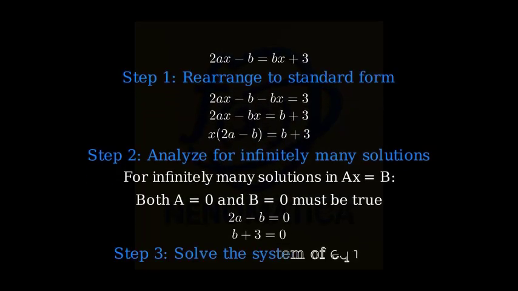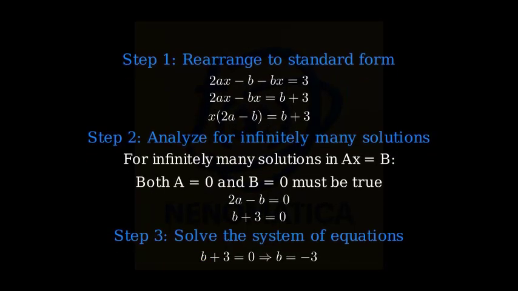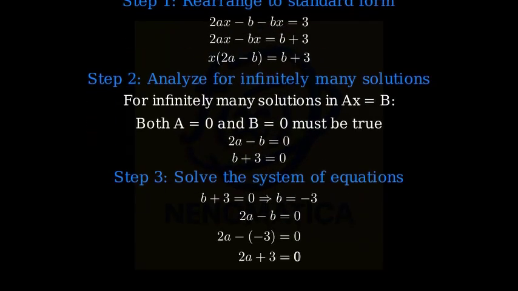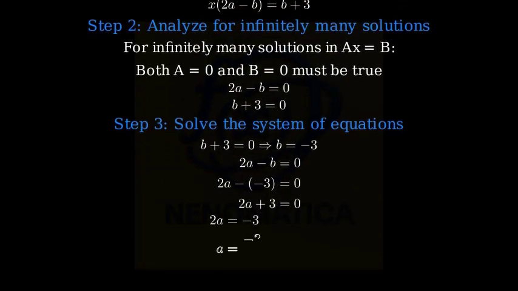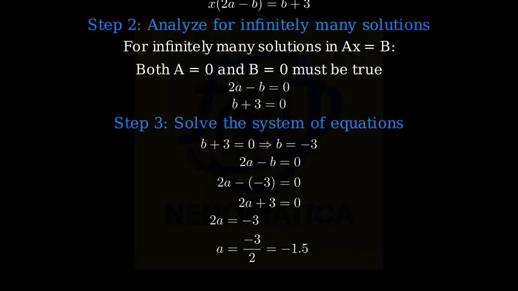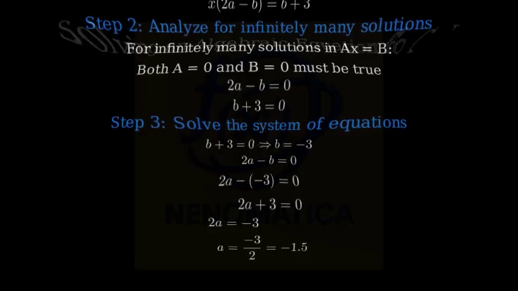Step 3. Let's solve these two conditions to find the values of a and b. From our second condition, b plus 3 equals 0, we get b equals negative 3. Now let's substitute this value of b into our first condition, 2a minus b equals 0. We get 2a minus negative 3 equals 0, which simplifies to 2a plus 3 equals 0. Solving for a, we get 2a equals negative 3, and therefore a equals negative 3 halves, or negative 1.5.